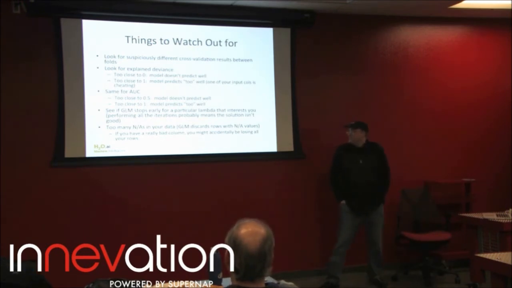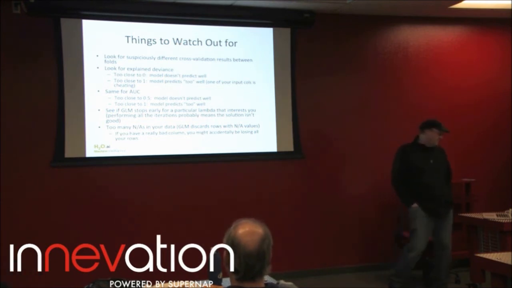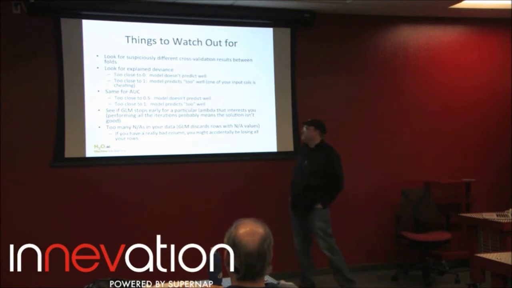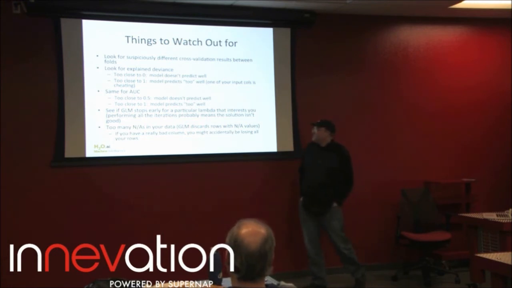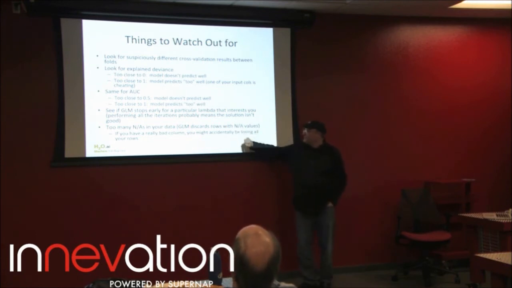If your AUC is too good or too bad, that's a sign. If your deviance explained, which is the thing the model is trying to solve for, is too close to 0 or 1, if your objective function is too far to the edge, that's bad. NAs in your data, I mentioned.